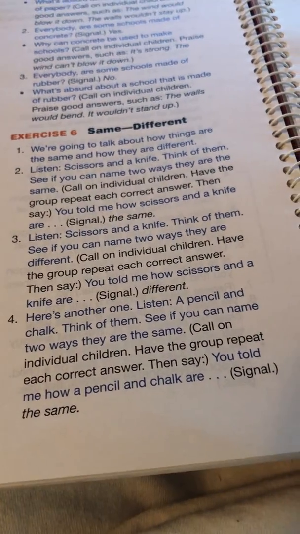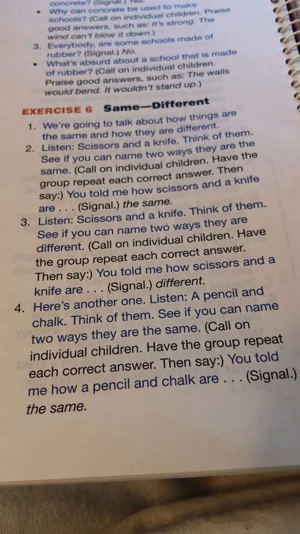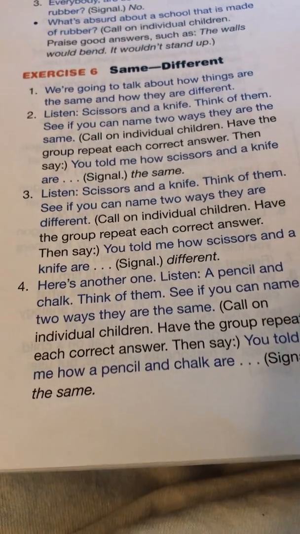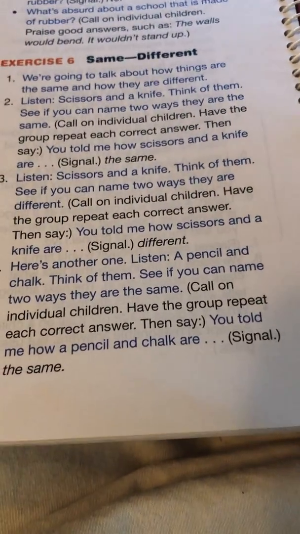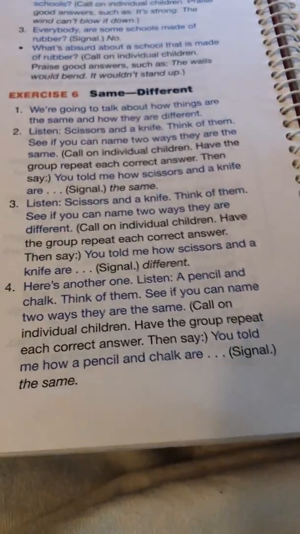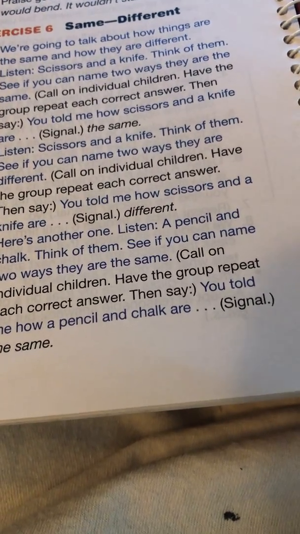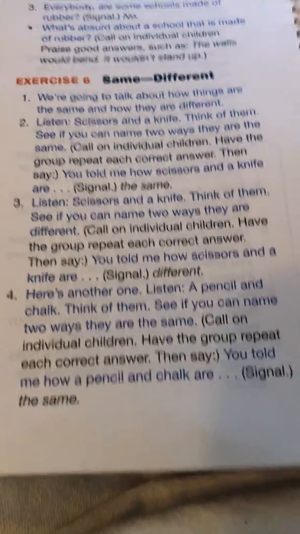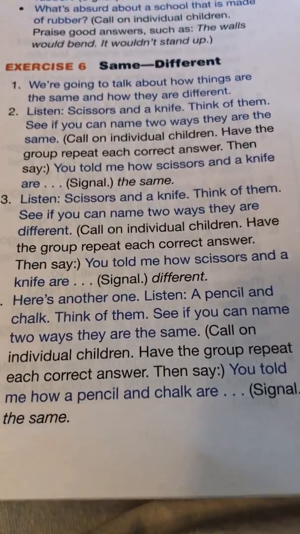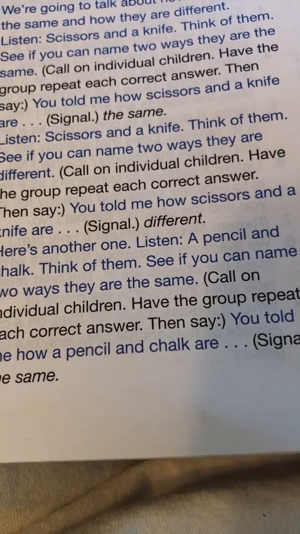Think about how scissors and a knife are different. Think of two ways scissors and a knife are different. For me, I think scissors and a knife are different because you use a knife to cut food and you use scissors to cut paper. Also, I think they are different because scissors have two blades and a knife only has one. So Miss Thomas just told you her two ways they are different.